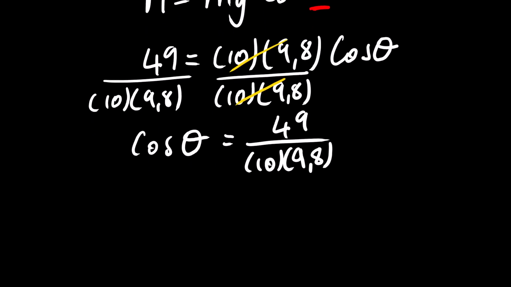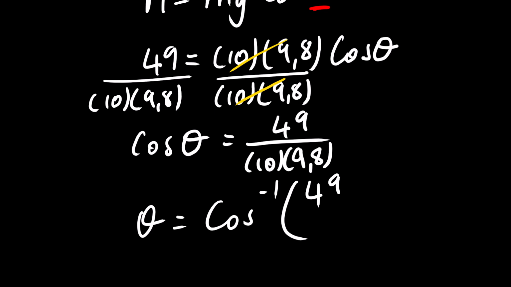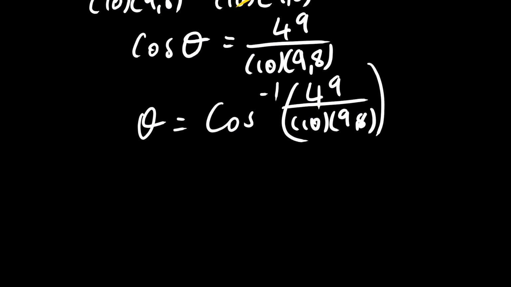Then how do we solve for theta? The inverse. So theta is equal to cos inverse of 49 over 10 times 9,8. We simply punch this onto the calculator. The answer is 60 degrees.